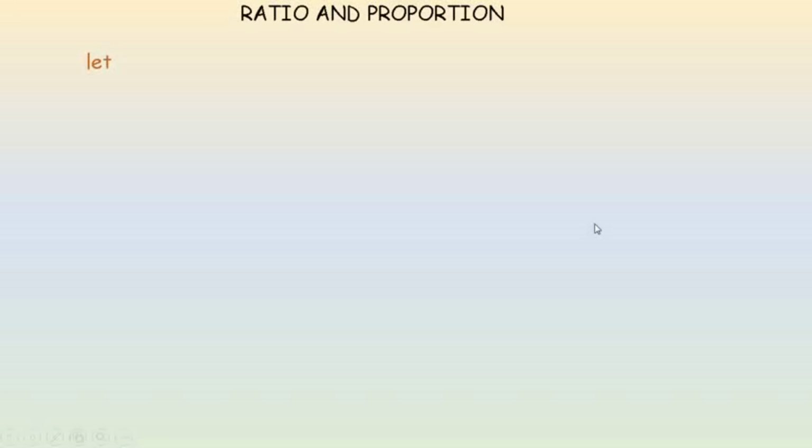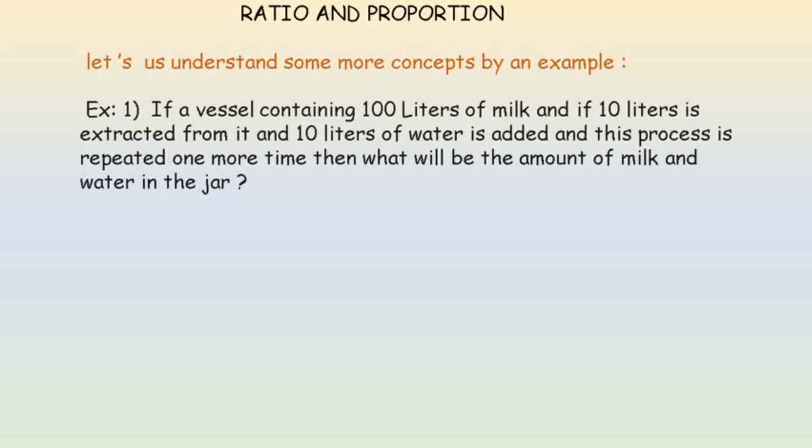Let us understand some more concepts by an example. Example 1. If a vessel containing 100 liters of milk, if 10 liters is extracted from it and 10 liters of water is added, then this process is repeated one more time, then what will be the amount of milk and water in the jar?